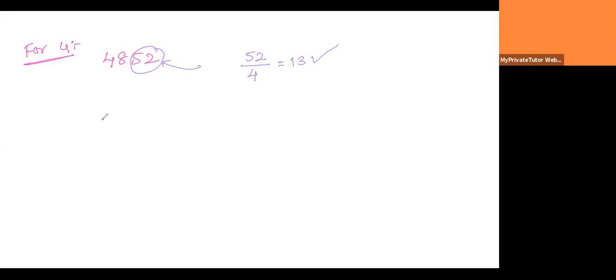Let's take a different one. 48,346. Is it divisible by 4? We just need to take the last 2 digits, which is 46, and check whether that is divisible by 4. 46 is not divisible by 4, isn't it? So we end up getting a remainder or a decimal value. So this is not possible, and the original number is not divisible by 4. I hope everyone understands the divisibility rule for 4.